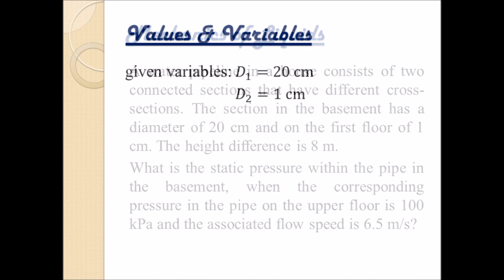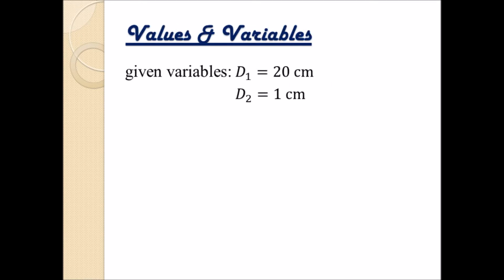Out of the text, we know that we have these two different cross-sectional sizes. D1 equals 20 centimeters in the lower part in the basement and D2 equals 1 centimeter in the first floor. Then we know we have a height difference of 8 meters and we do have another given variable, which is the static pressure P2 of 100 kilopascal, and in addition the associated velocity of the water V2 equals 6.5 meters per second.